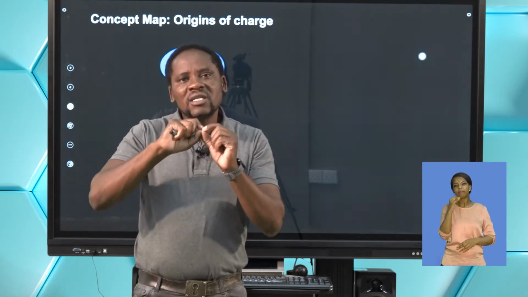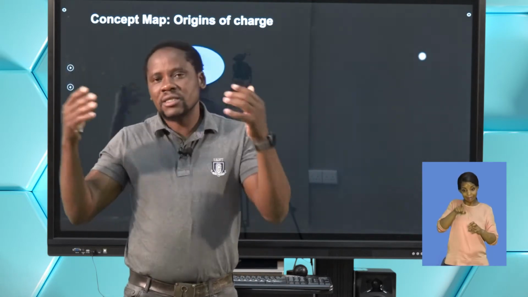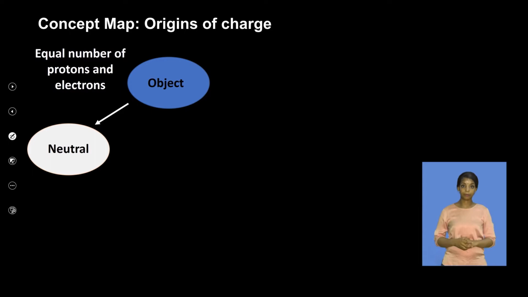Now, the occurrence of a charge is a result of materials either losing electrons or gaining electrons. Let's look deeper into the dynamics of that. If we have an object that is neutral, neutral suggests that there's an equal number of protons and electrons. Protons are positive subatomic particles, while electrons are negative. So if the number of protons and electrons are equal, then that object becomes neutral.